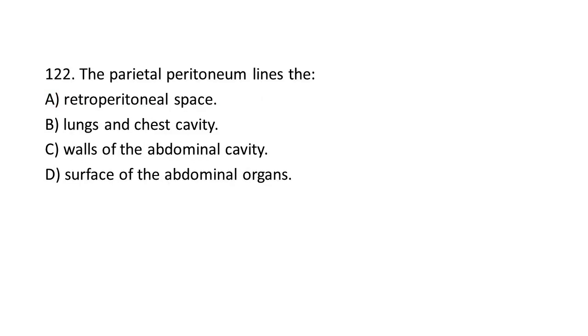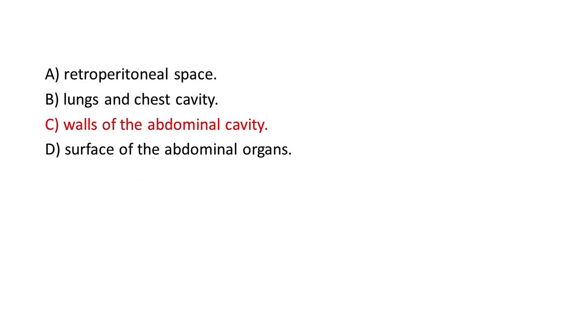122. The parietal peritoneum lines the: A. Retroperitoneal space. B. Lungs and chest cavity. C. Walls of the abdominal cavity. D. Surface of the abdominal organs. The answer is C. Walls of the abdominal cavity.